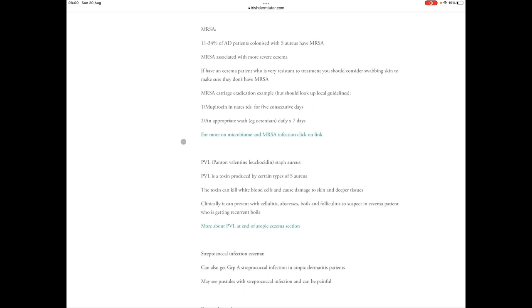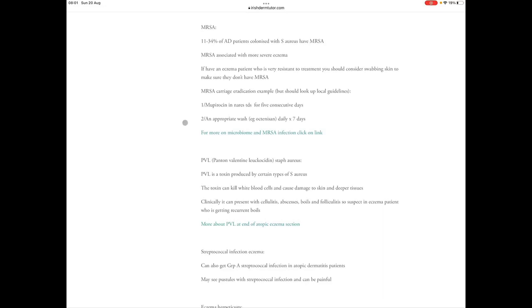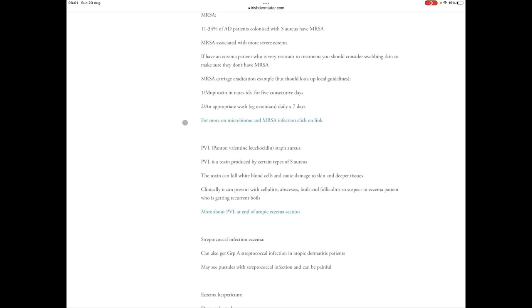And it's important to be aware that MRSA is more common in atopic dermatitis patients. About 11 to 34% of atopic dermatitis patients colonized with Staph aureus have MRSA, and this is associated with more severe eczema. So if you have an eczema patient who is very resistant to treatment, you should consider swabbing the skin to make sure they don't have MRSA. If it is picked up, you look at the local guidelines, because they may differ between sites, but one such eradication example is using mupirocin in the nares of the nose 3 times a day for 5 days, and then an appropriate wash such as octenisan daily for 7 days.